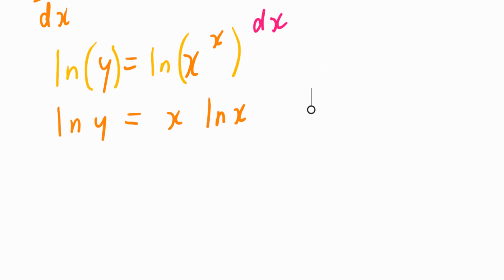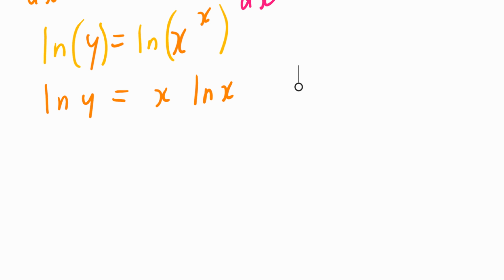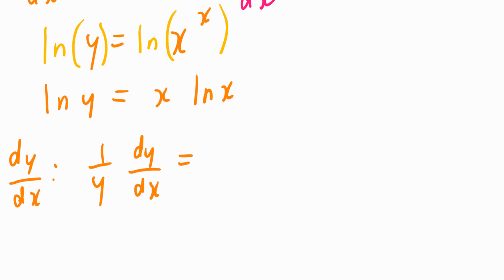Now, we can find the derivative by applying implicit differentiation. Our goal is to find dy by dx, which means finding the derivative of y with respect to x. On the left-hand side, when you differentiate ln y, that's going to be 1 divided by y times dy by dx. On the right, we're applying the product rule. There are 5 steps when it comes to the product rule. Step number 1, differentiate the first. The derivative of x is going to be 1.